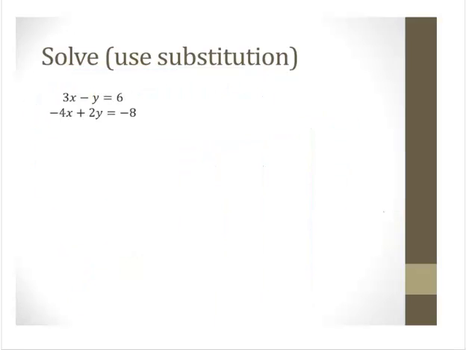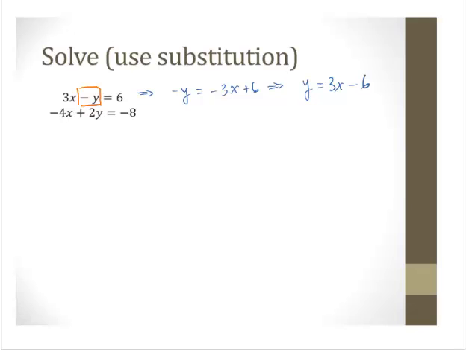We're asked to solve using substitution: 3x minus y equals 6, and negative 4x plus 2y equals negative 8. So looking at this, I think the easiest variable to isolate is the y in the first equation. It is a minus y, so we have to be a little bit more careful. So let me subtract 3x from both sides. That would give me negative y is equal to negative 3x plus 6, and then I'll divide through by negative 1, yielding y equals 3x minus 6.